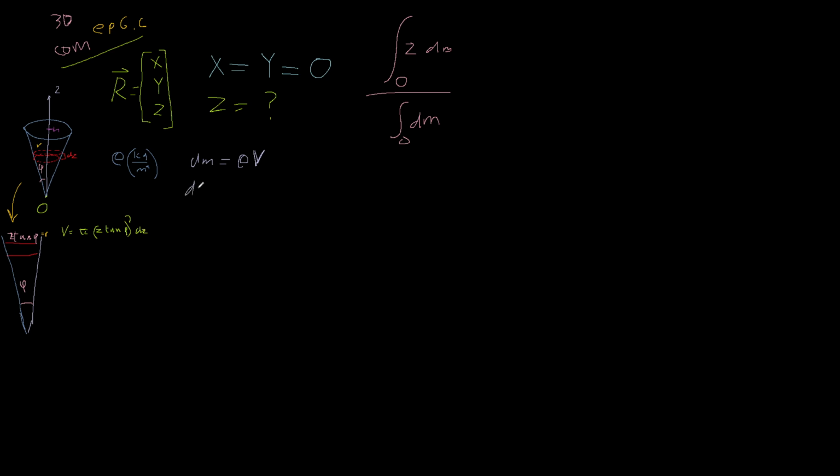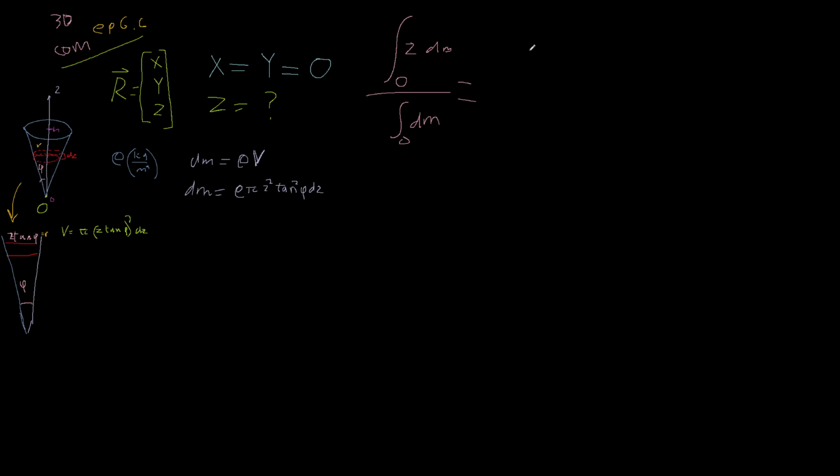So let's write that again. dm equals rho pi z squared tan squared phi dz. Okay, and we pretty much know enough to start computing these integrals now. We just want to consider the bounds. The bounds are going to be from 0 to h.